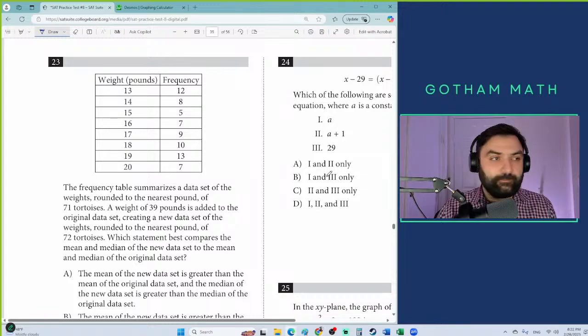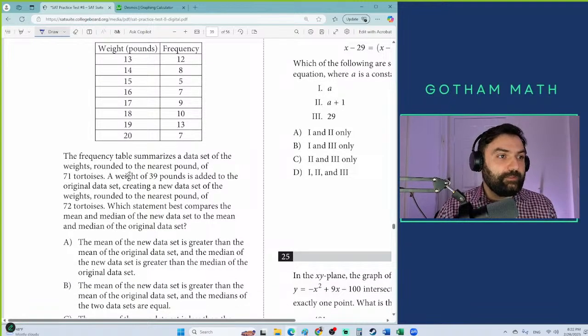Number 23. The frequency table summarizes the data set of the weights, rounded to the nearest pound, of 72 tortoises. A weight of 39 pounds is added to the original data set, creating a new data set of the weights rounded to the nearest pound of 72 tortoises. Which statement best compares the mean and median of the new data set to the median of the original one?